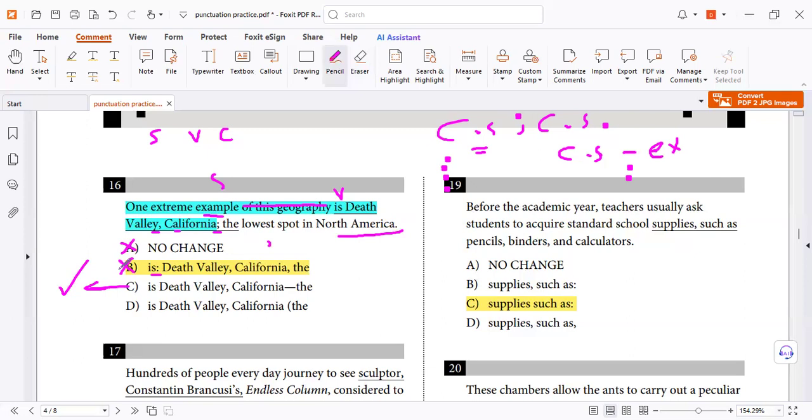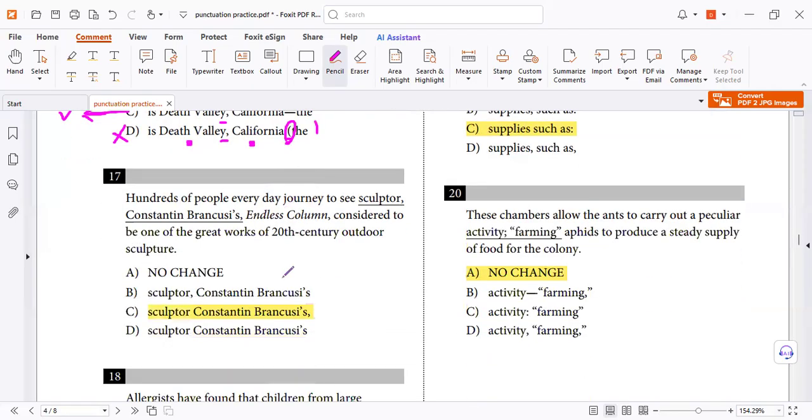But wait, we need to check the answer. This is a comma for the place and state. But how about this part? This part is between parentheses. Okay, but we need a second parenthesis. You don't have the second one, so this is wrong. Now, Omar, do you understand? Yes. That is correct. Number 17.